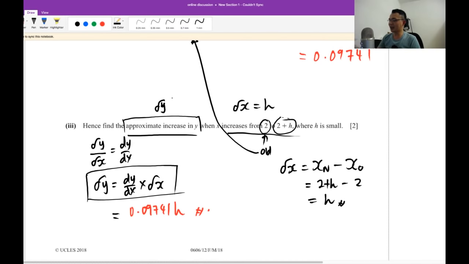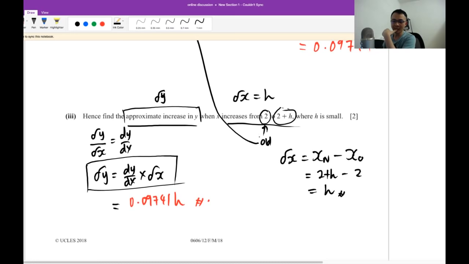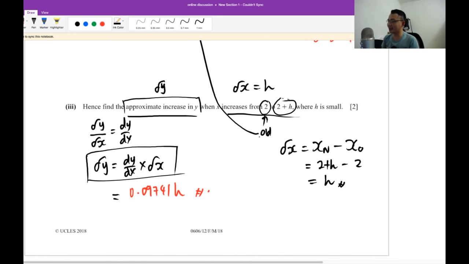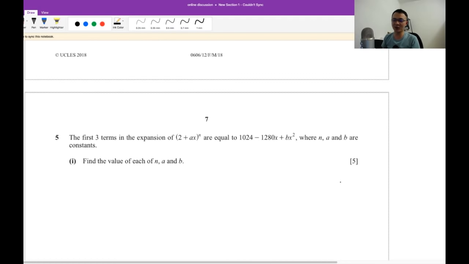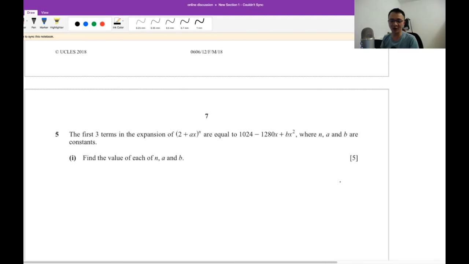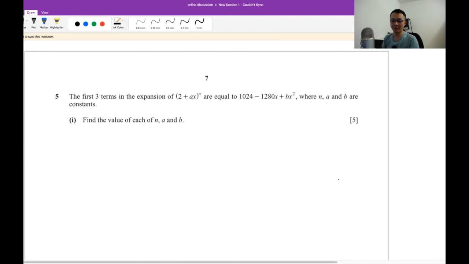The change in x, just use the new value of x minus the old value of x. That's all. What if it's asked for a change in y? Yeah, in this case, they actually ask for the change in y. They are not asking for the change in x. The change in x is given already. It's just h. Okay, this is a very simple question. If you still don't understand, please go to my YouTube channel and search for the small change video. I do explain over there.